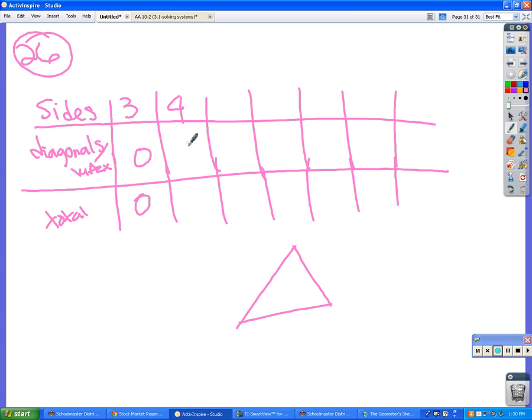If I have a 4-sided figure, then I can draw 2 diagonals. So I have a total of 2 diagonals. How many diagonals do I have coming out of each vertex? 1.